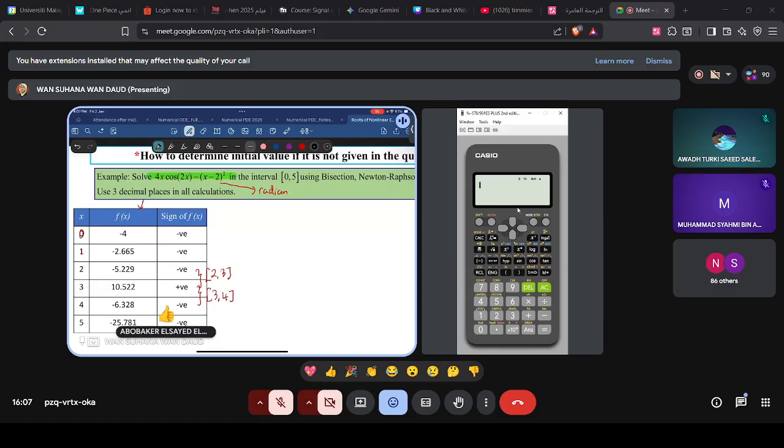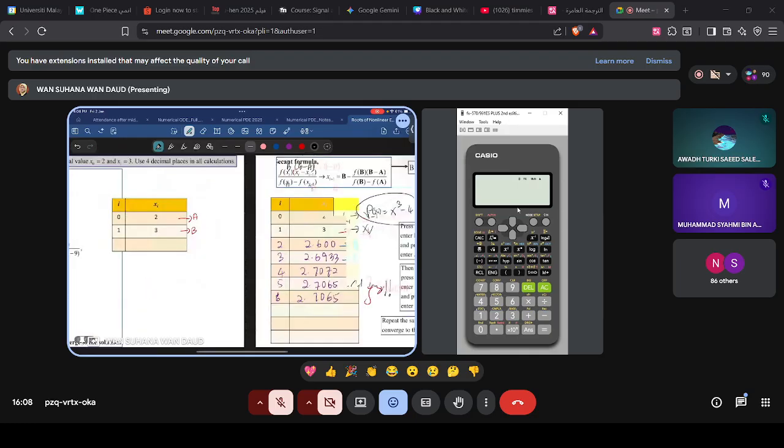Okay, now let's look at one by one. For bisection, as I mentioned before, we will have two solutions, meaning that you have to make two tables of bisection. The first table, solution number 1, A0 will be 2, B0 will be 3. Solution number 2, table number 2, A0 will be 3, B0 will be 4. You understand what I mean? Okay, let's look at the bisection method all over again.